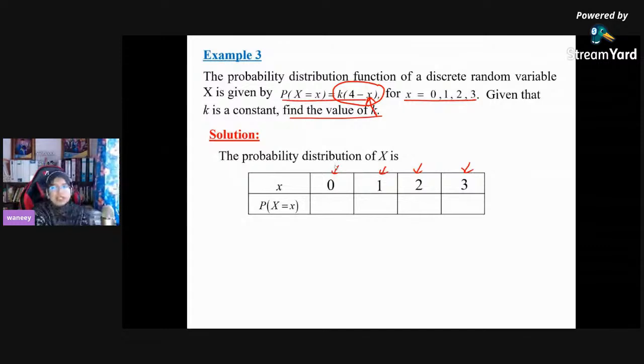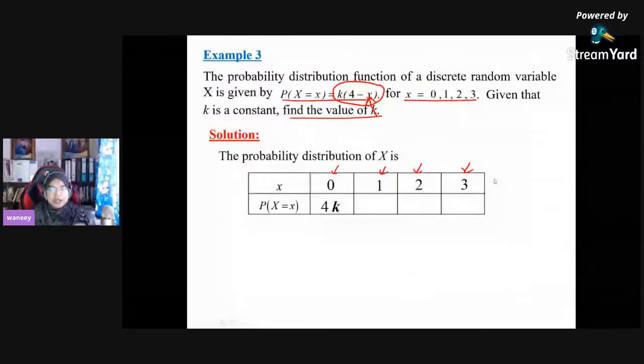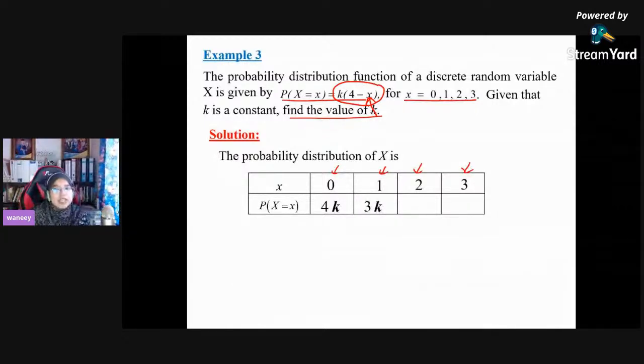Right, so now let us see what happened when we substitute the value of x. Okay, so when x equal to 0, we are going to get 4 minus 0, which is simply 4. So 4 times k, that will become 4k. And then if you substitute with x equal to 1, you are going to get 4 minus 1, which is 3. 3 times k is 3k. Substitute x with 2, so 4 minus 2 is 2. 2 times k, that one will become 2k. Substitute x with 3, so 4 minus 3 is 1. 1 times k is simply k.